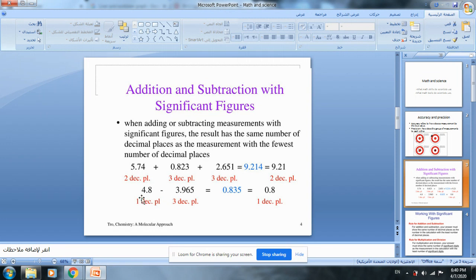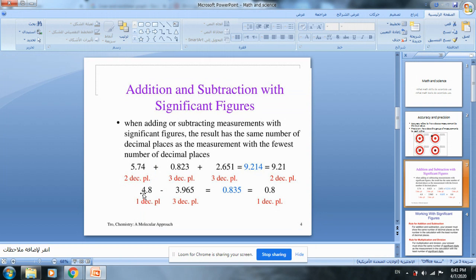addition and subtraction. 4.8 minus 3.965 equals 0.835. So this is not the true value. The true value is 0.8. Why only 0.8, and we round this number to 8? Because the least number of decimal places here is 1, compared with this, which has three decimal places, and we have here only one decimal place. So the answer should contain only one decimal place.